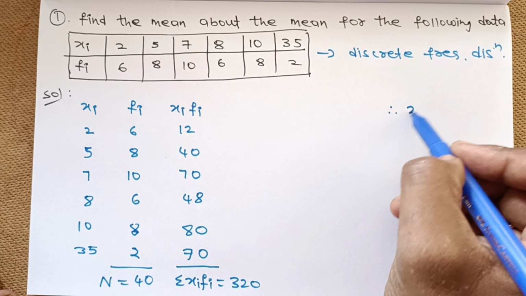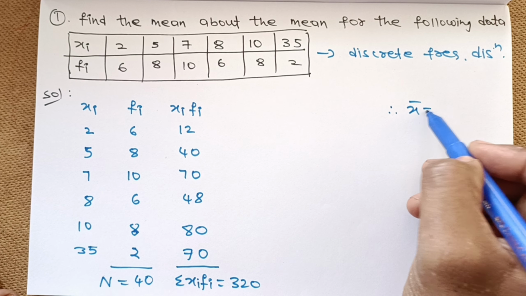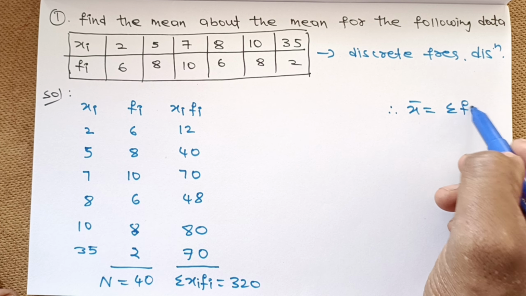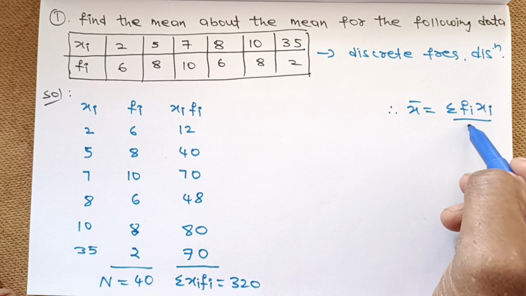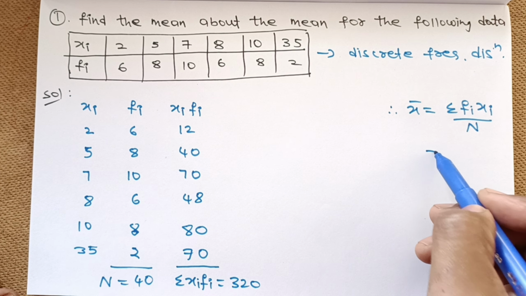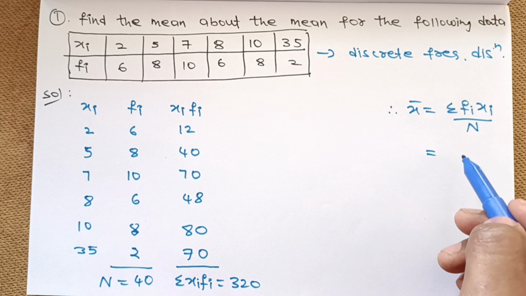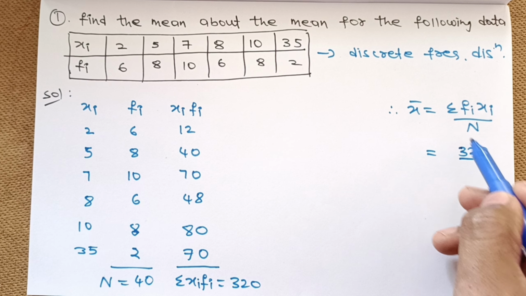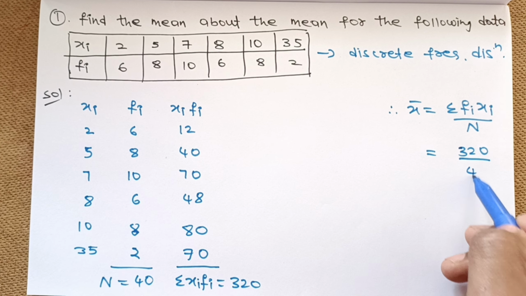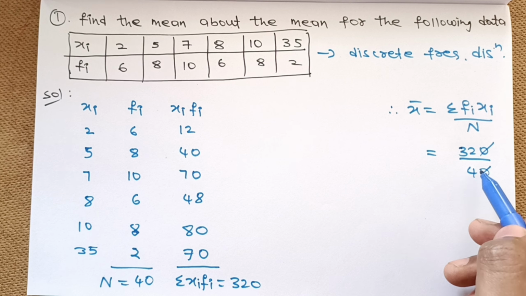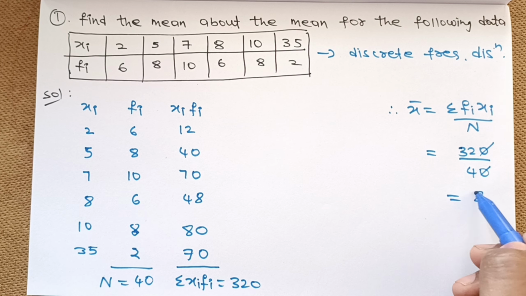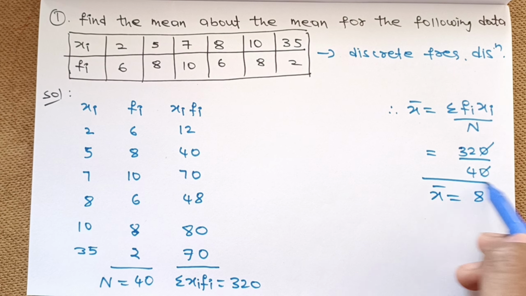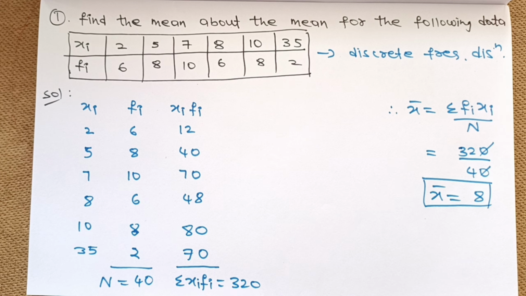So what is the x bar formula? It is equal to sigma fi xi divided by n. Sigma fi xi is 320, divided by n. What is the capital N value? 40. Here the zeros cancel, and 4 eights are 32. Therefore the value of x bar equals 8.